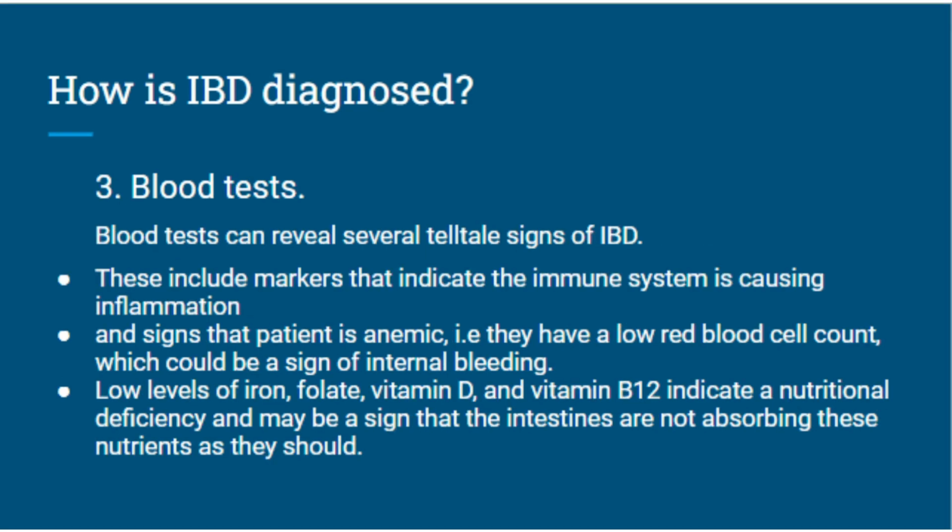Step 3. Blood tests. Blood tests can reveal several telltale signs of IBD. These include markers that indicate the immune system is causing inflammation, and signs that the patient is anemic, that is, they have a low red blood cell count, which could be a sign of internal bleeding. Low levels of iron, folate, vitamin D, and vitamin B12 indicate a nutritional deficiency and may be a sign that the intestines are not absorbing these nutrients as they should.